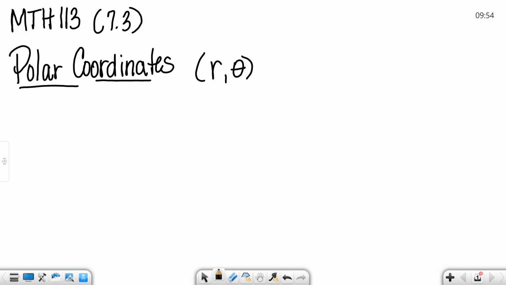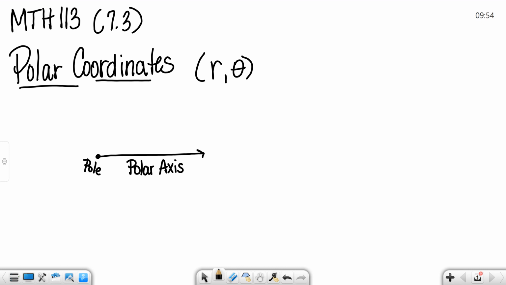Okay, so when I look at the polar coordinate system, there's a couple of things that are super important. The first thing is this point right here. We call it the pole. And then we have this ray that goes to the right, like the positive x-axis. This is called the polar axis.